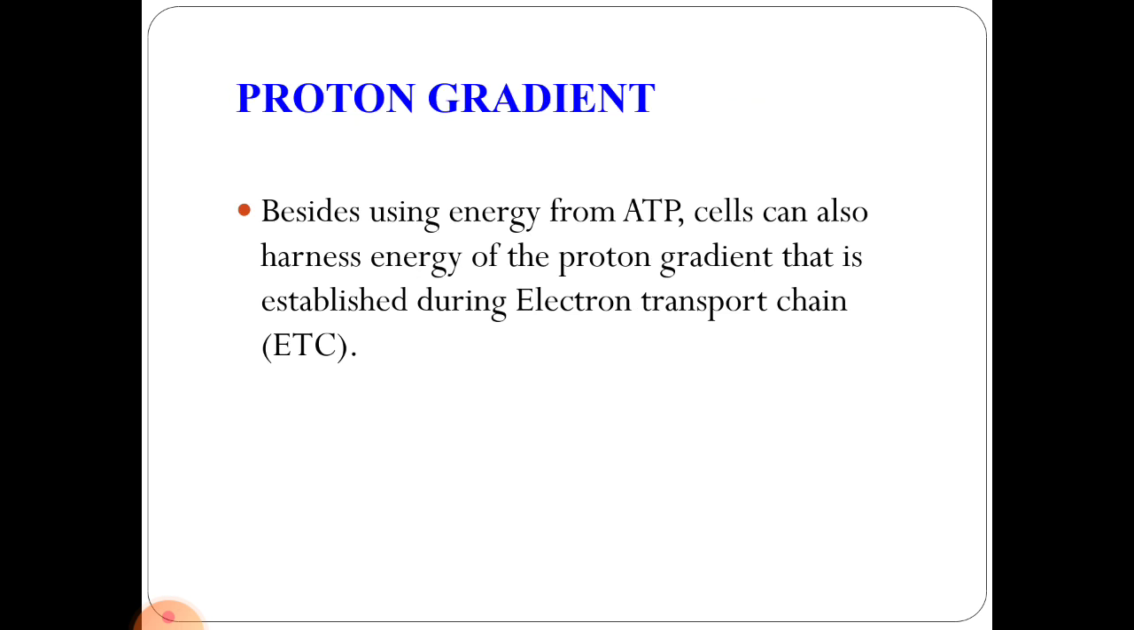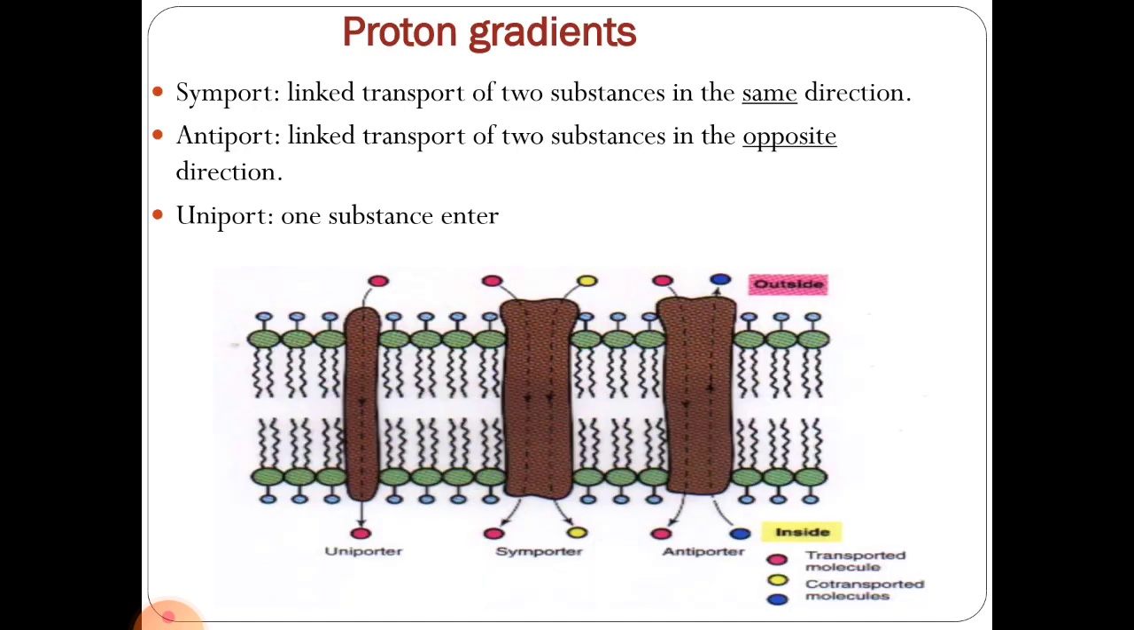Another example of active transport is proton gradient. Besides using energy from ATP, which is a primary mechanism of active transport, the proton gradient is a secondary mechanism of active transport. Here they can harness the energy of the proton gradient that is established during the electron transport chain. Proton gradient shows three mechanisms of transport of substances. They are symport, antiport and uniport.